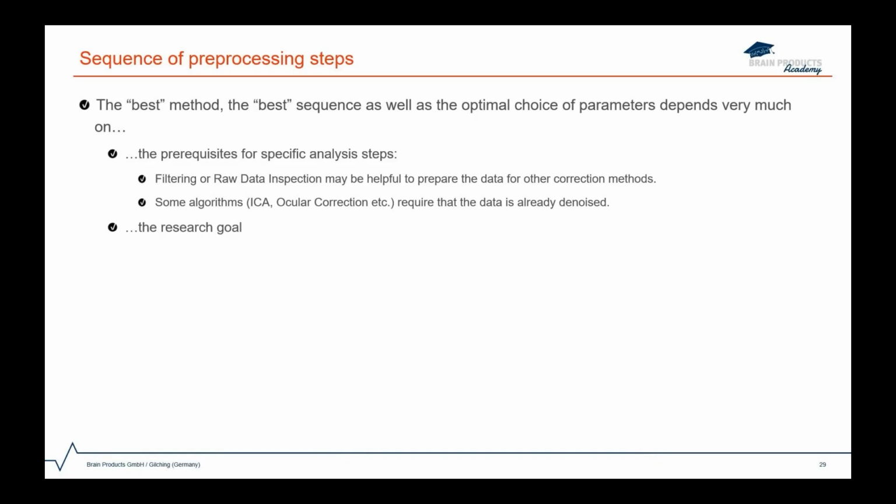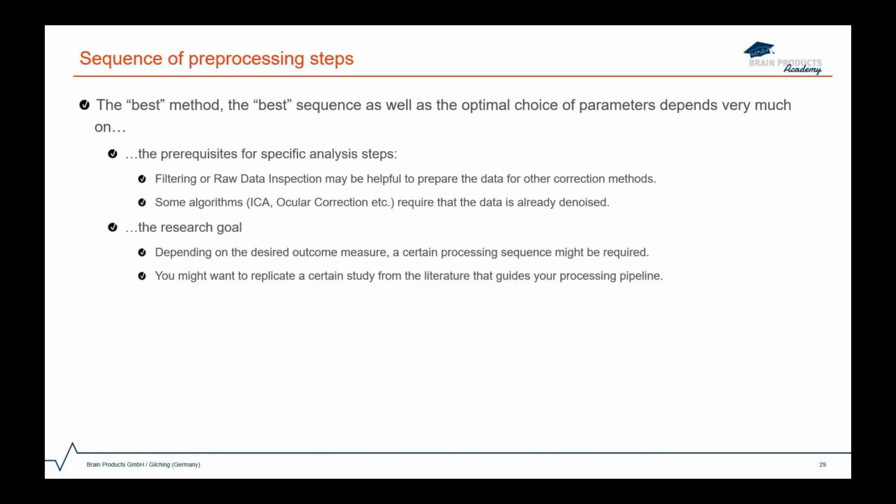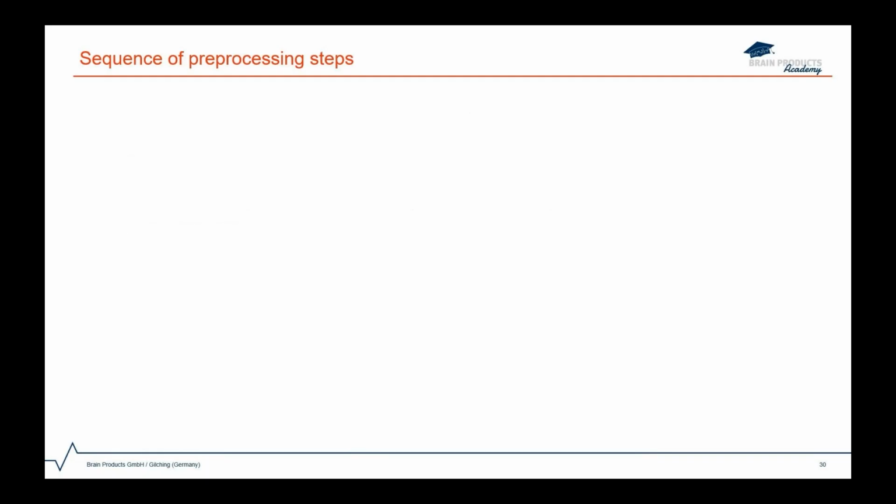The sequence also depends on the research goal. So for example, it depends on the desired outcome measure, and the sequence may be modified according to this aim. Or you may also want to replicate a previous study exactly as it has been implemented in a paper. The sequence also depends on the data characteristics. So for example, noisy datasets might require a more thorough processing and artifact rejection.